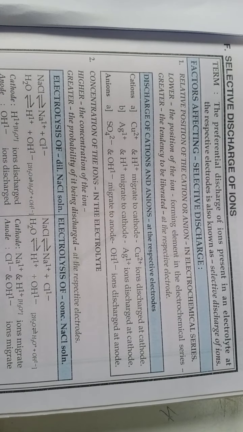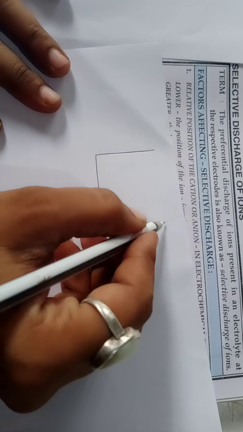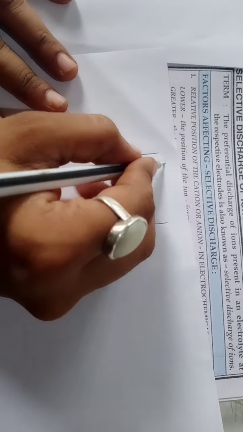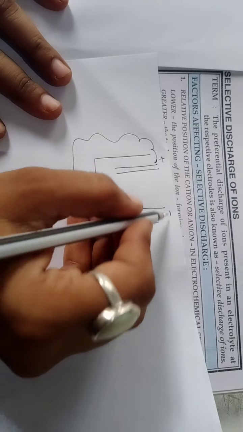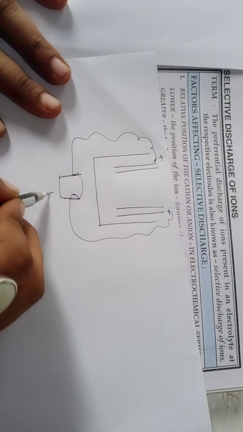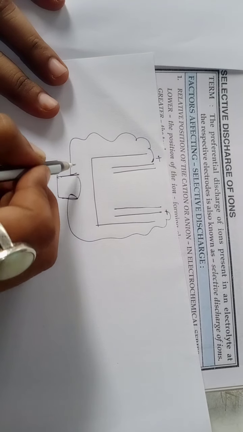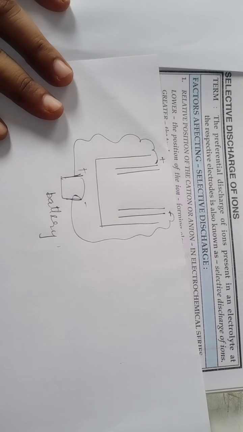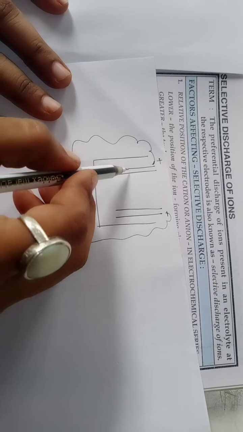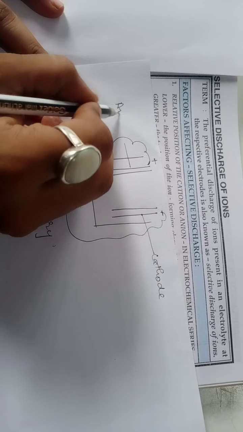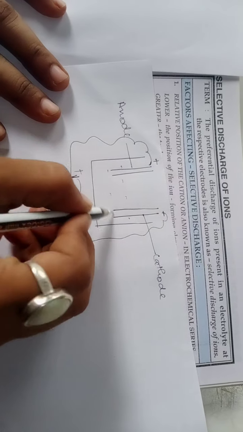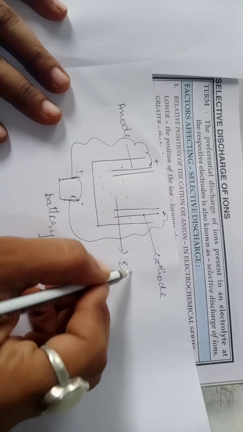Now, what is this actually? We need to understand. I have already introduced you to the electrolysis process. In this process, there are two electrodes in an electrolytic cell, one is the anode, the other is the cathode. They are attached to the positive terminal and the negative terminal of the battery. Here we have electrolyte filled.